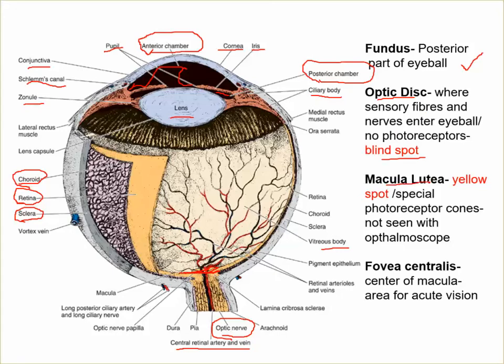Then what is the macula lutea? It is a yellow spot, you can see here, which has special photoreceptors, the cones, and it's usually not seen with an ophthalmoscope. And the fovea centralis is the center of the macular area and it is responsible for acute vision. So you have the fundus, the posterior part, then the optic disc, also called the blind spot, then the macula lutea, the yellow spot, and the fovea centralis in the center of the macula.